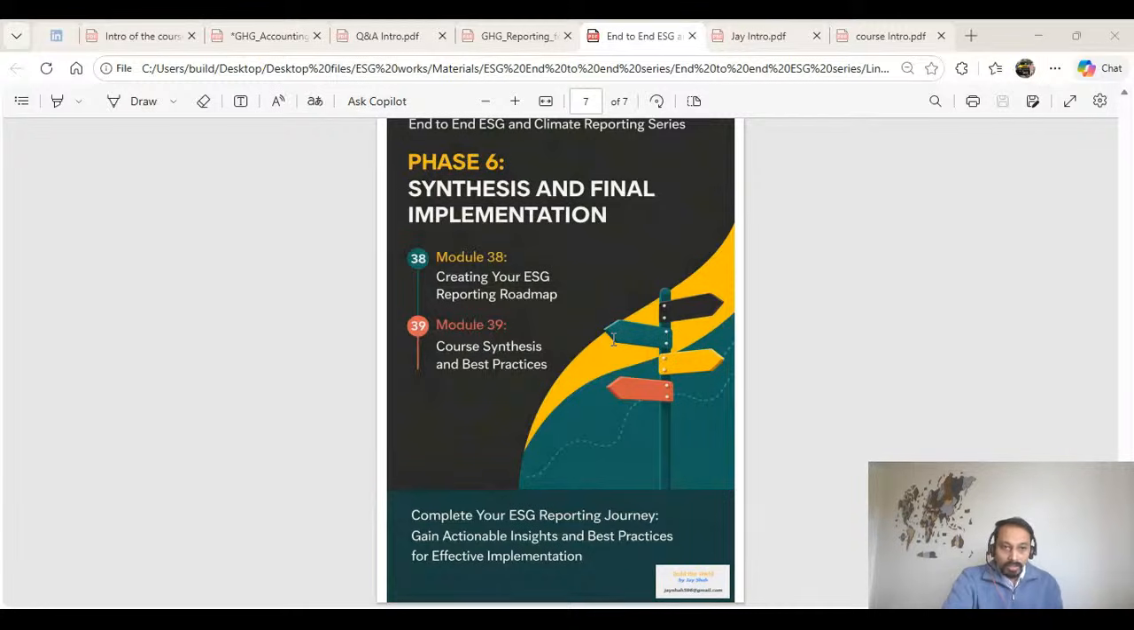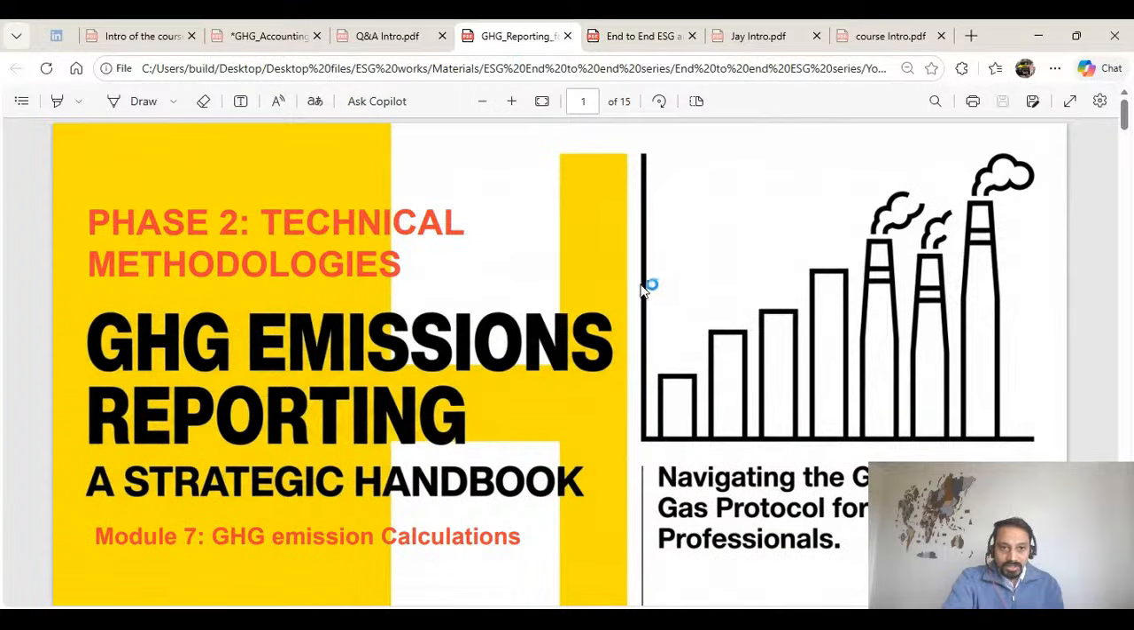So with that context, let's move into our main module 7, GHG emissions calculations of scope 1 and 2, where we will start practical, real-world carbon accounting. That covers the overall GHG emissions reporting and the whole stuff that you are waiting for: how this technical methodology works to calculate scope 1 and 2, including scope 3 emissions.